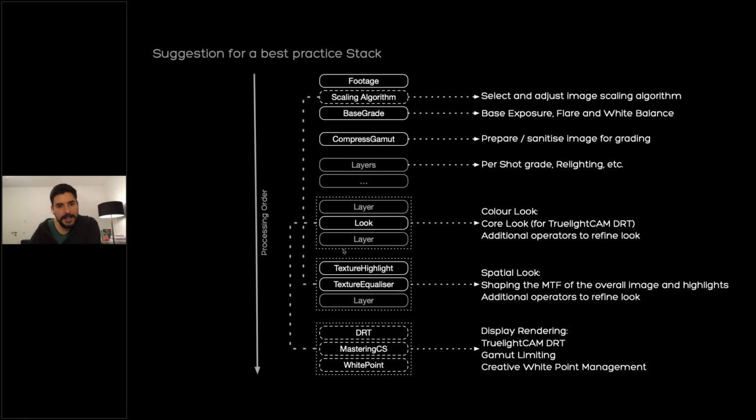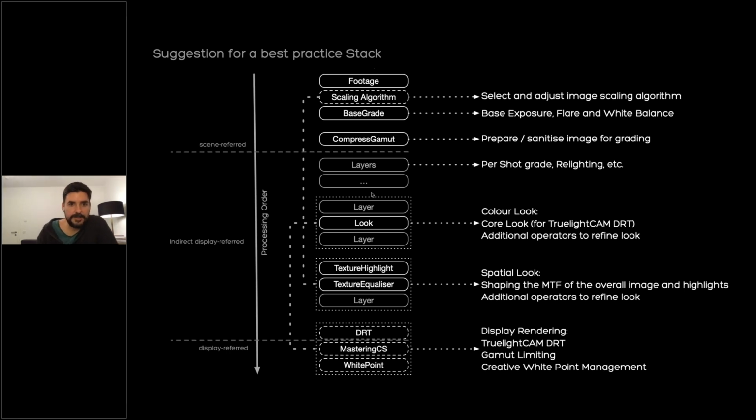And then this is typically not happening inside the BaseLight timeline, not inside the stack, but what is still happening is the display rendering transform is applied. And after the display rendering transform, we have two operations that we need to perform in the display preferred domain. One is the mastering color space, so this is a hard gamut limiting operation. And the other one is setting the creative white point.